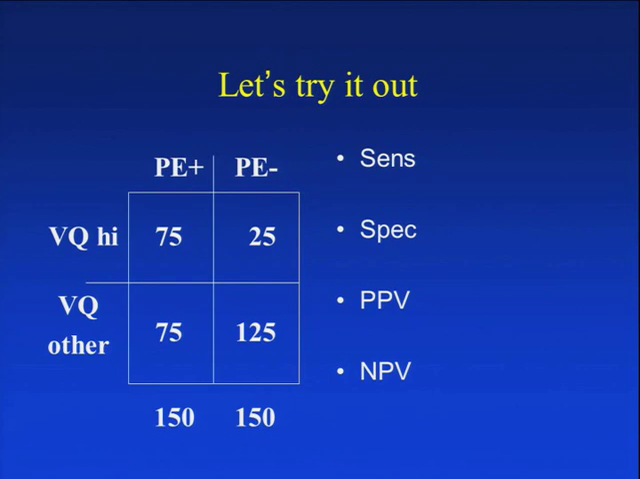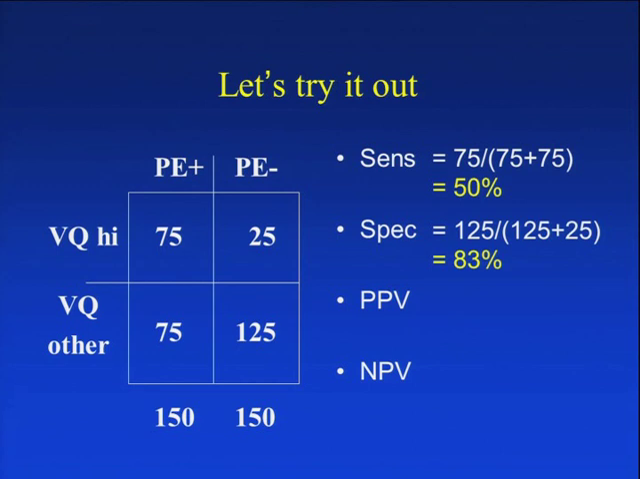Of all the people who have the disease, the percentage testing positive. That is your sensitivity. Therefore, your sensitivity is 75 over 150 or 50%. Of all the people who don't have the disease, the percentage testing negative, you know that number. That's 125 over 150. That is 83%.